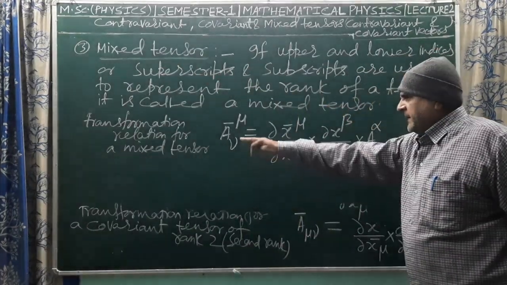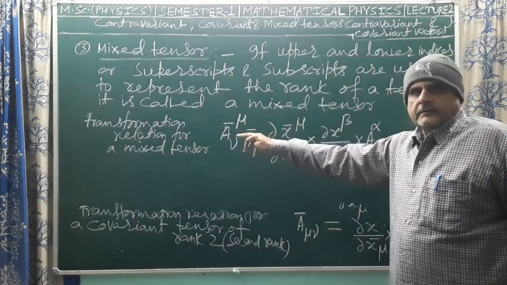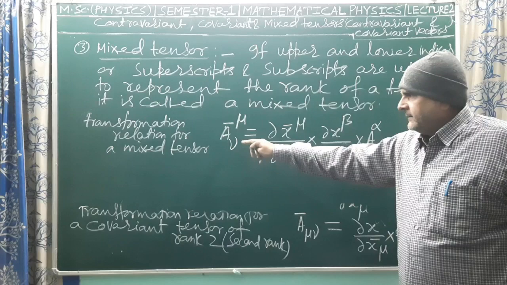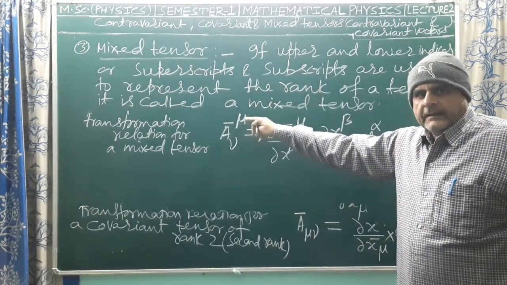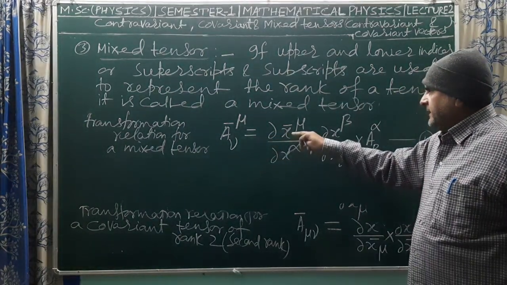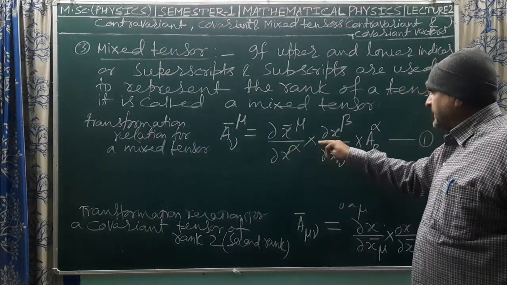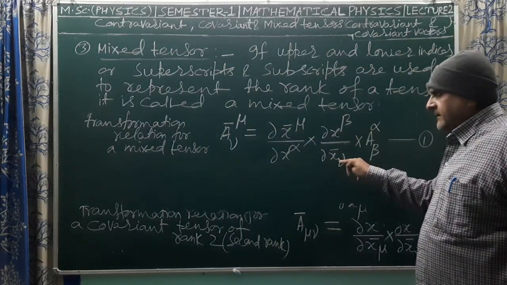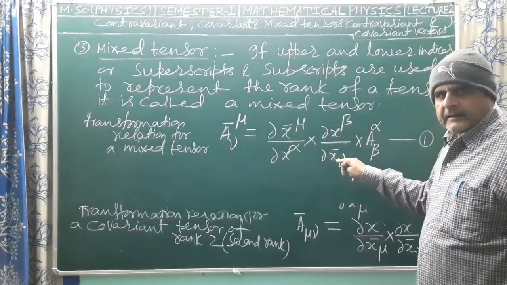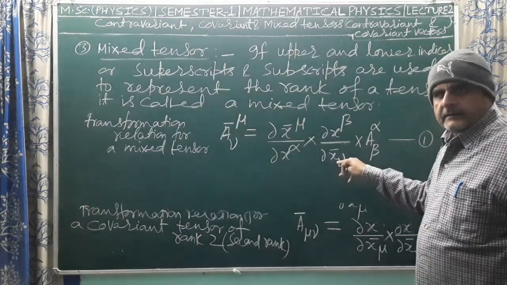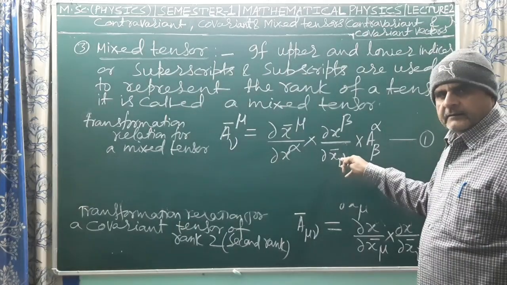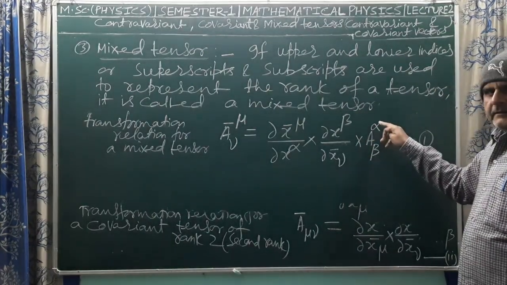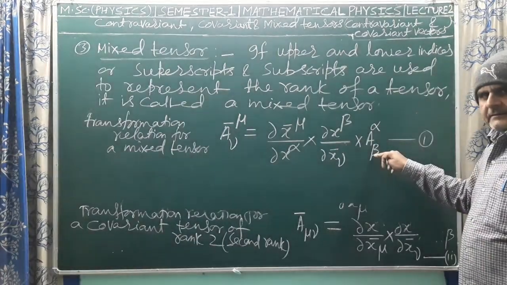So the transformation relation for a mixed tensor is a bar mu as an upper index and nu as a lower index, or mu as a superscript and nu as a subscript, is equal to del x bar to the power mu upon del x alpha, multiplied by del x to the power beta upon del x bar nu, with lower index nu, as index nu is used in the covariant position, that is as a subscript, multiplied by a to the power alpha as the upper index and beta as a lower index.